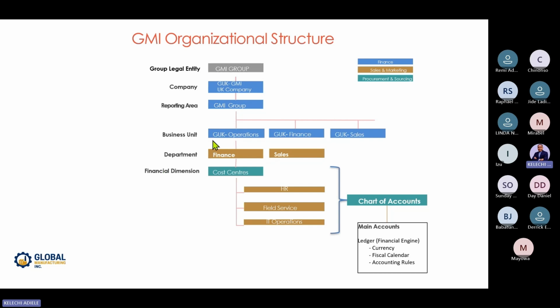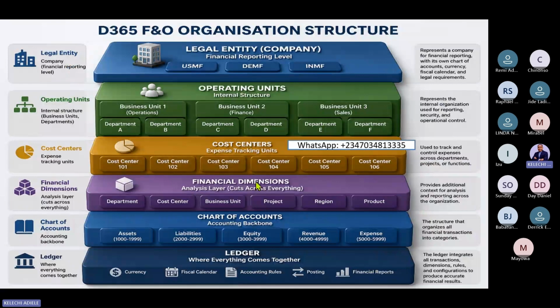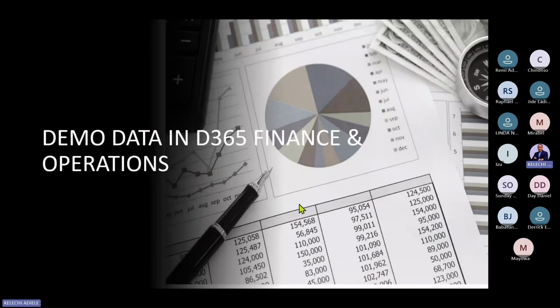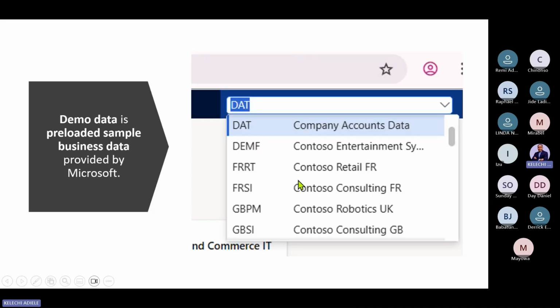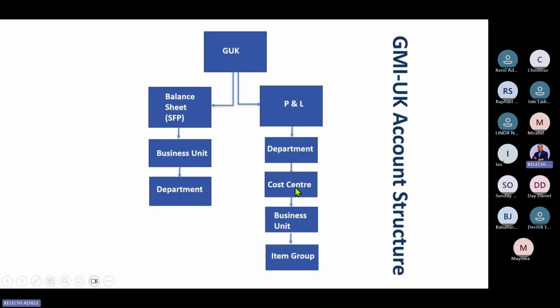And then you can see the flow of transaction. They have business units that manage, which you can call, it's also part of your financial dimensions. We have departments and we have chart of accounts, and then we have the ledgers where these guys sit.